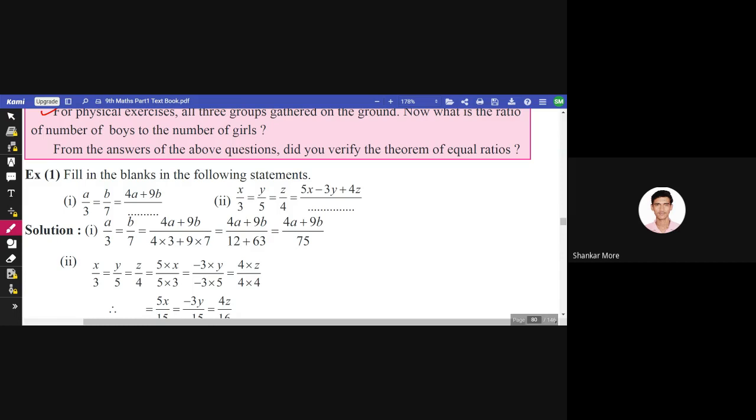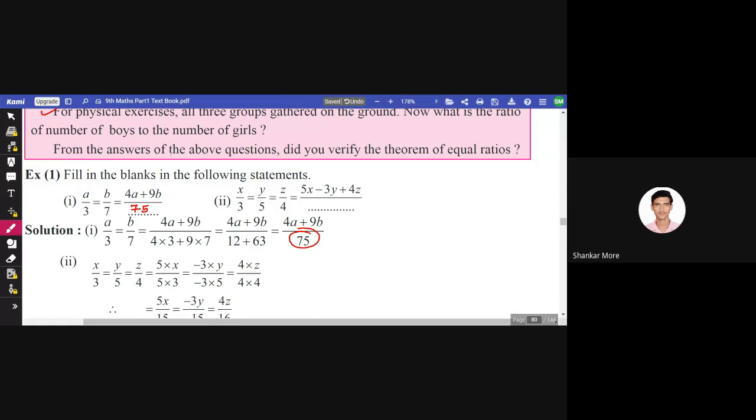So the denominator would be 12 plus 63. 4 3s are 12 and 9 7s are 63. So this is our denominator. If we add this, it would be 75. So what should be the value in the blank? 75 it should be, right? So this is how we solve it.